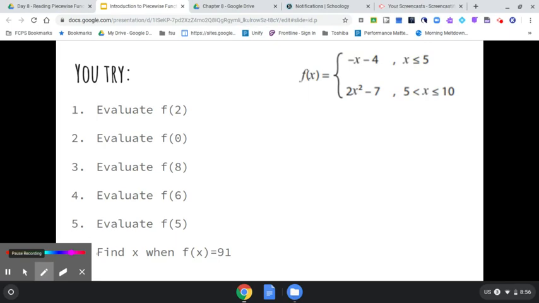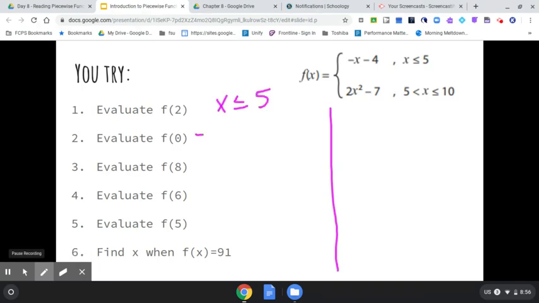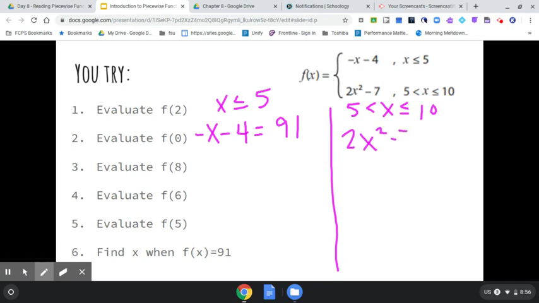We have the output, the y value is 91. We're finding x. So if x is less than or equal to 5, I would have the first equation, negative x minus 4 is equal to the output of 91. If I use the second equation, 5 is less than x, which is less than or equal to 10, I would use 2x squared minus 7 equals 91.